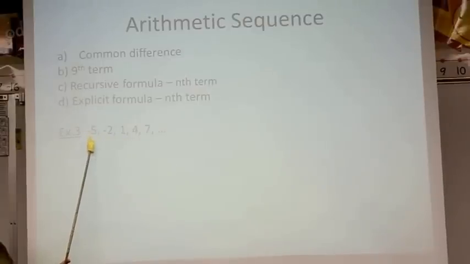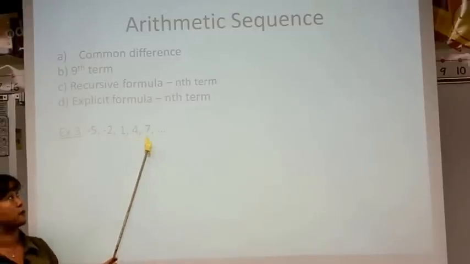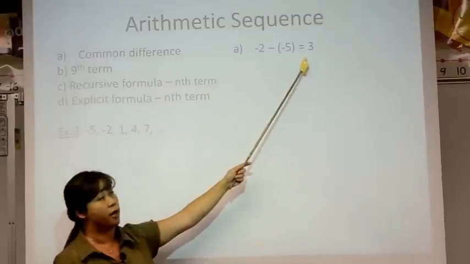So negative 5 plus 3, that should give us negative 2, right? Negative 2 plus 3 should give us positive 1 as well. So it should work for all of them right here. If it only works for 1 or 2, that is not the pattern for this. So in this case, we said 3 is the pattern right there.